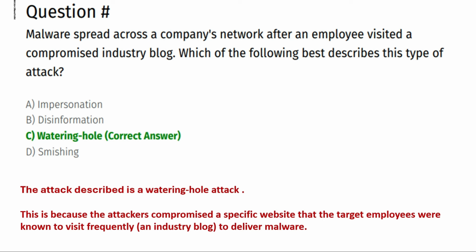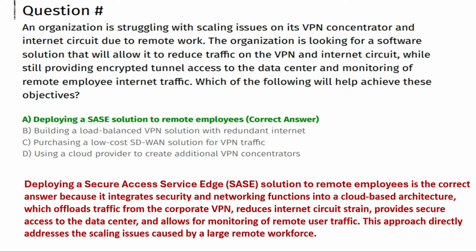So let's check the explanation. The attack described is a watering hole attack. This is because the attackers compromise a specific website that the target employees were known to visit frequently, an industry blog, to deliver malware. So that's why the correct answer for this question is option C, watering hole. So let's move to the next question.